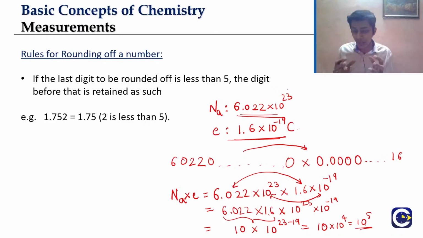So our calculation became very simple, isn't it? By converting it into scientific notation. That's why we use scientific notation.